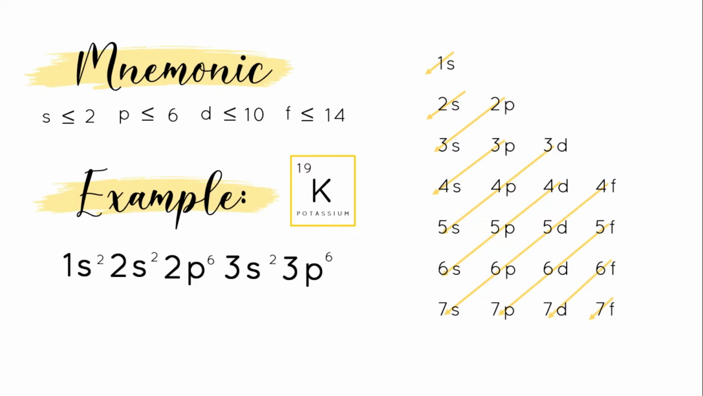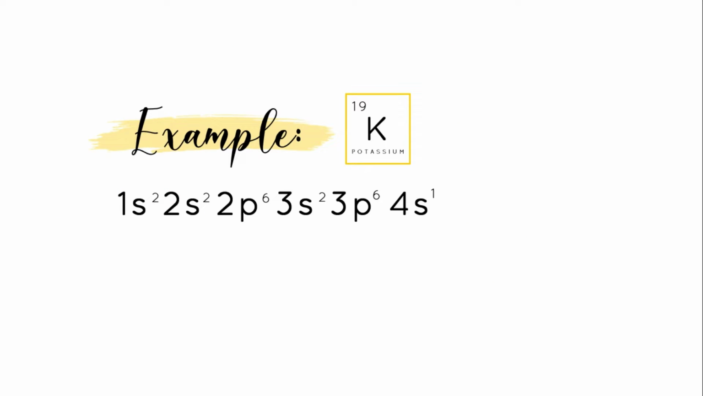So, continuing, we have the subshell 4s. We are going to write 4s1. Let's check if we got it right. Let's add our superscripts and see if they all add up to 19. 2 plus 2 is 4. Plus 6, that's 10. Plus 2, that's 12. Plus 6, that's 18. And plus 1, that's 19, which is equal to potassium's atomic number or its number of electrons.